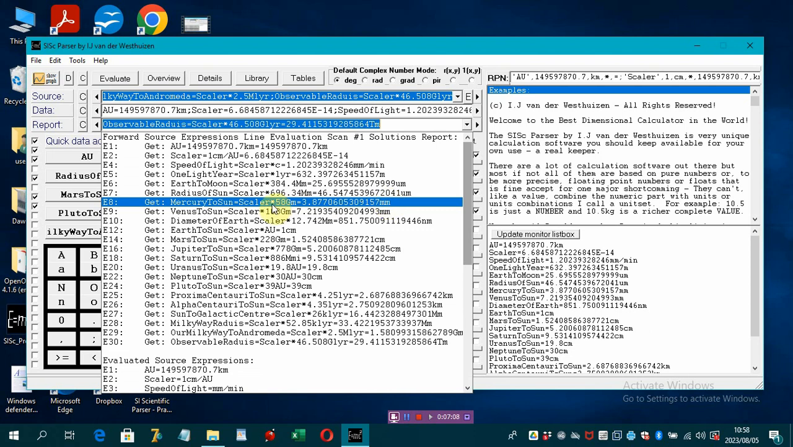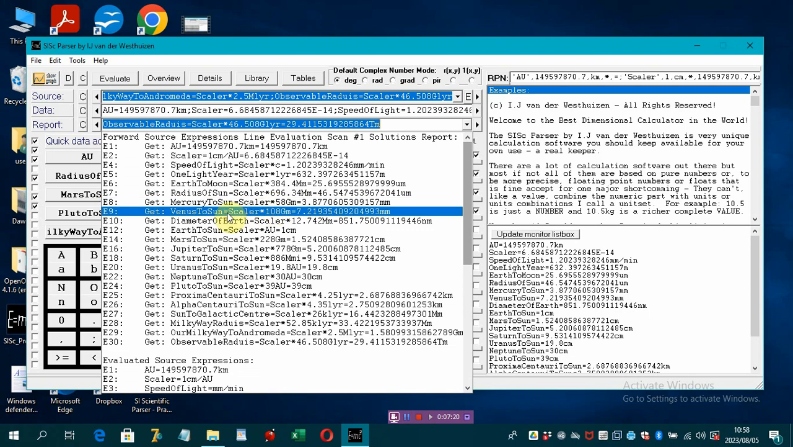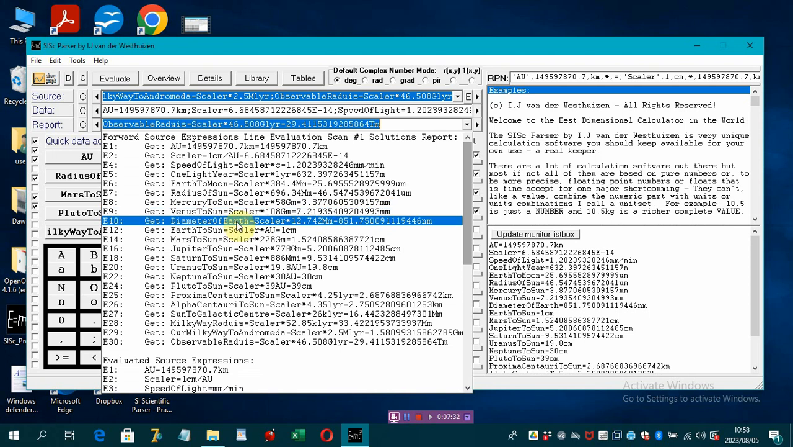Okay, so that is much smaller than a centimeter. So it's 0.3877 centimeter, if we take the Earth from the sun as 1 centimeter. Now Venus to sun, a scalar times 108 gigameter, and that is 7.219 millimeters.